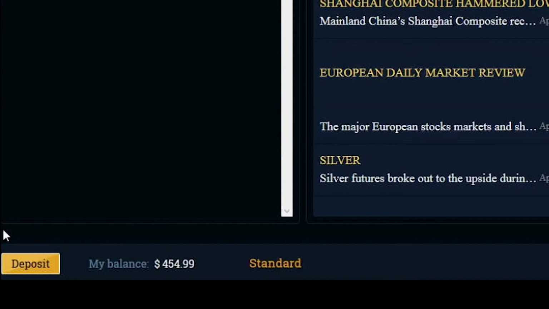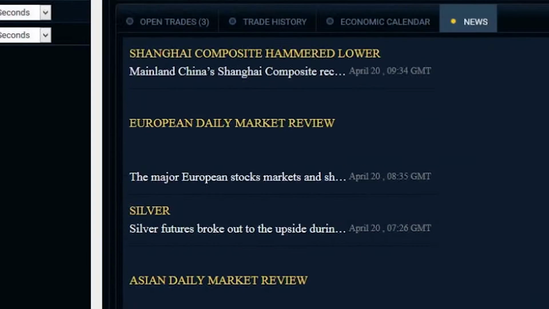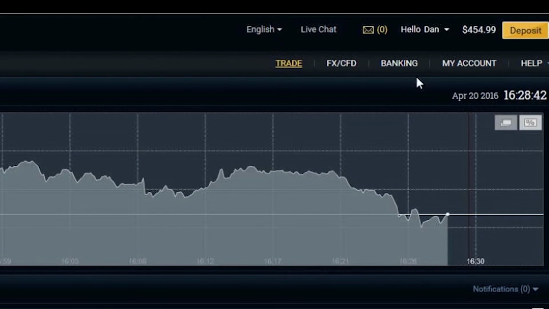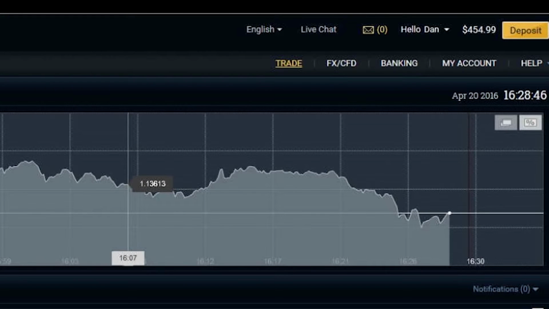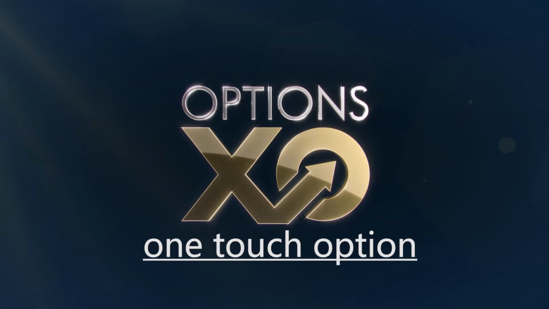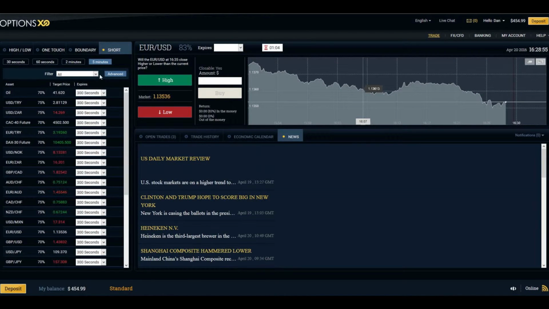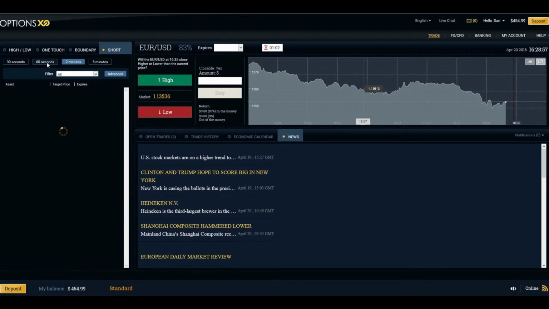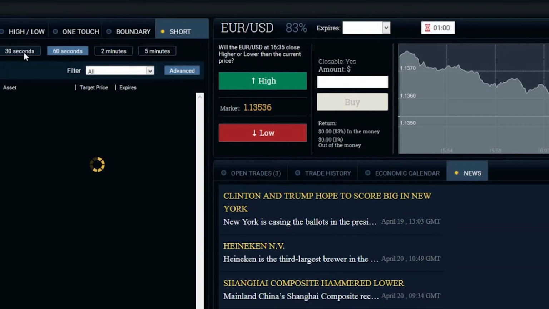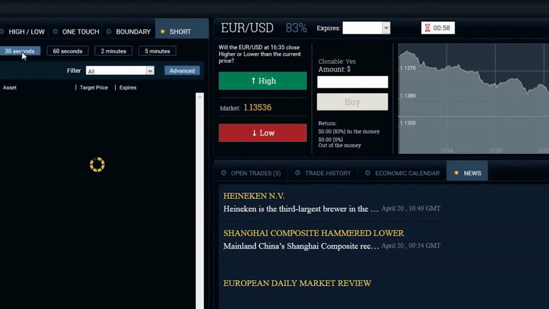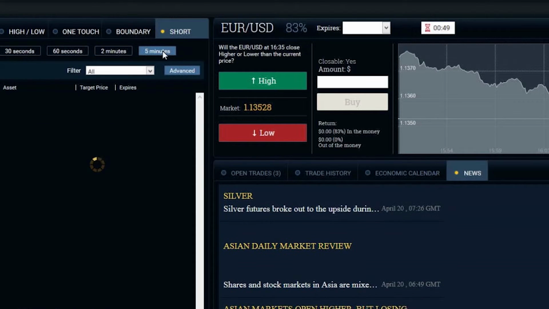Other things to look out for is our account balance at the bottom of the screen, a deposit button if you're running low on funds, and both banking and My Account tabs on the upper right-hand menu for more detailed information and transaction executions. Time to get back to trading. We've already covered the high-low tab and the short-term tab, which is exactly the same, only for options ranging from 30 seconds to 5 minutes.